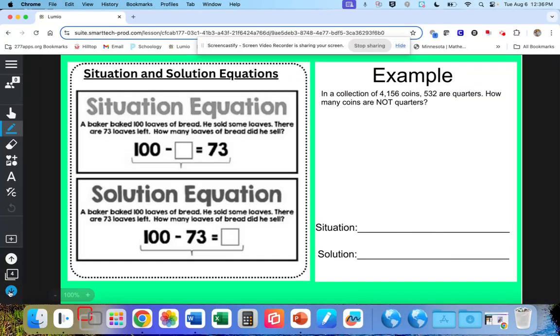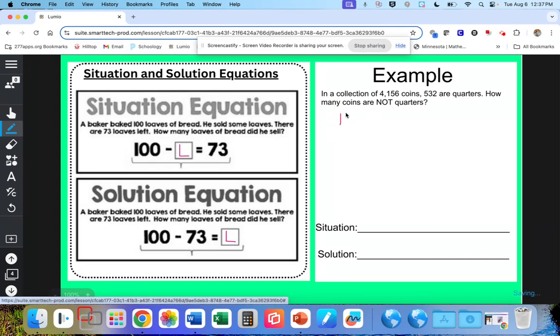Our next topic is situation and solution equations. The biggest thing to keep in mind when you're putting together a situation equation versus a solution equation is the variable is going to be within the equation when it's a situation. It's going to be next to another number. And then in the solution, we want to solve for that variable. So when we put together our equations, situation will have the variable included inside the equation. Solution, it solves for it.